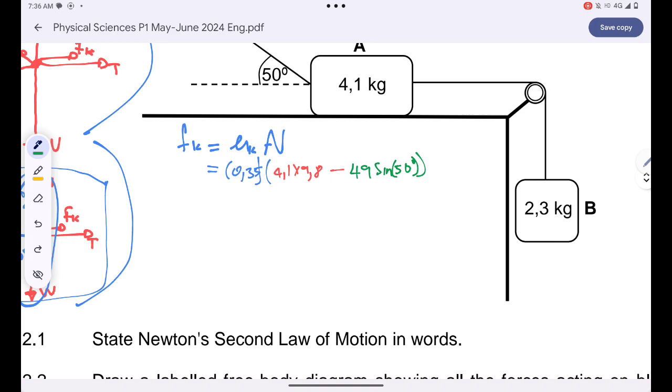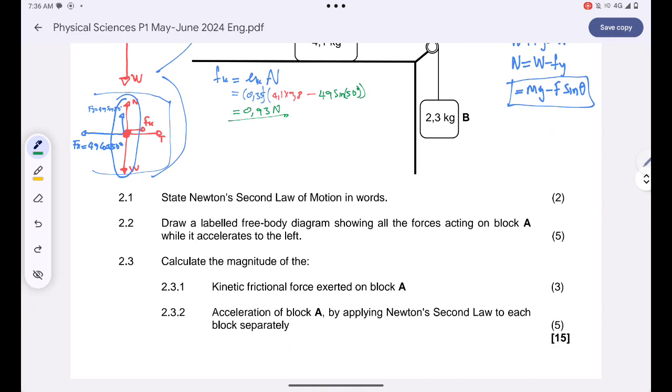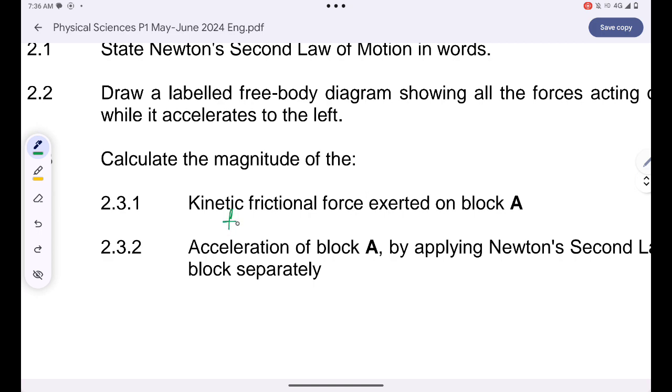So this will simply give us 0.93 newtons. The magnitude of kinetic friction is 0.93 newtons. Our kinetic friction Fk is 0.93 newtons.